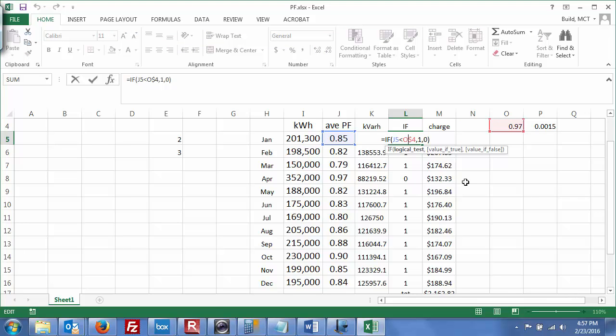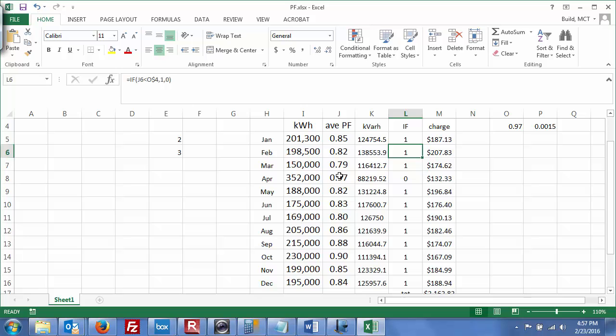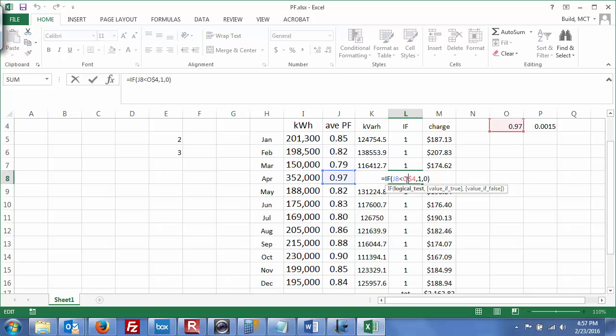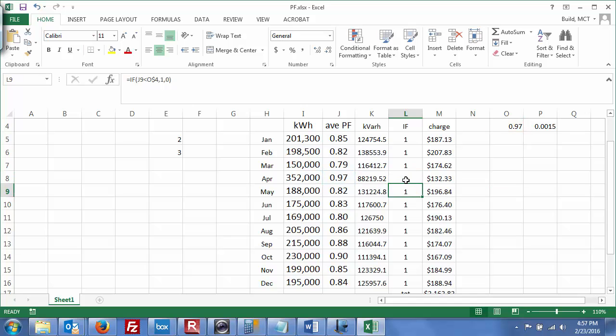So this says if J5, which is the power factor, if it's less than 0.97, so in words, the power company would like you to have a power factor of 0.97 or better. If you don't, you're going to get charged for it. So in every single case but one, this one single month, they had a power factor worse than 0.97. So the if statement holds here and returns a 0.